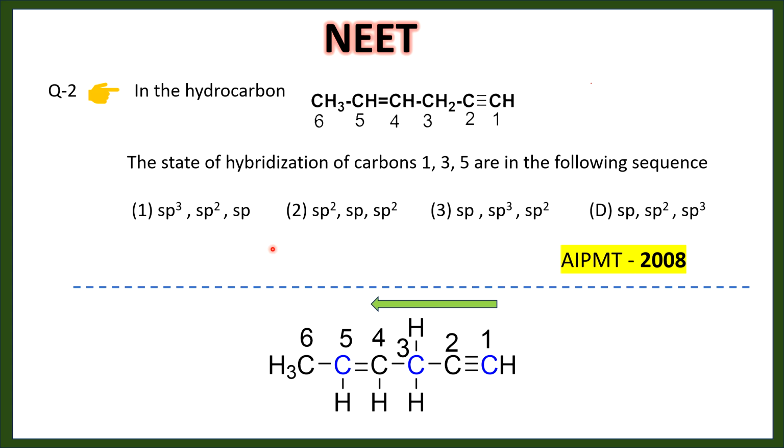Now there are no more questions in JEE on this topic. Move to the NEET. Let's see question number 2. In the hydrocarbon, find the state of hybridization of carbons 1, 3, 5 in the following sequence. So here one thing, 1, 3, 5, that sequence you have to maintain, otherwise you could make a mistake.